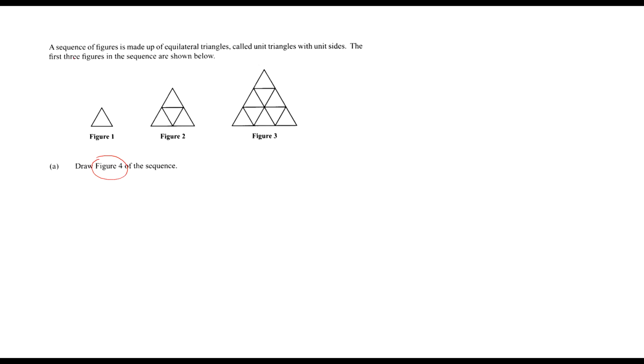Alright, so we started off with one triangle, and if you notice, we added on this piece here in figure 2. Then in figure 3, we added on this piece here. So what we need to do now is draw what happens after, which is figure 4. So you draw the last figure, which was figure 3, like this.